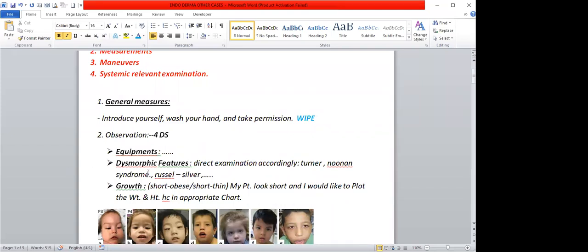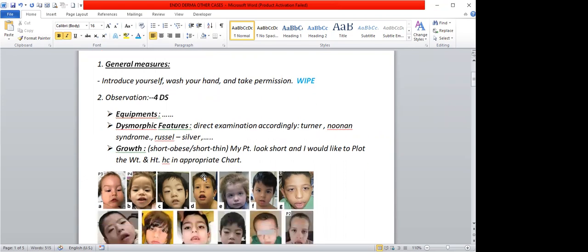We will discuss everything one by one, but before that we need to keep in mind the common scenarios usually given in the exam. Dysmorphic faces according to the syndrome, or maybe without an associated syndrome, but we need to be familiar with the faces and dysmorphism. So maybe Turner, maybe Noonan, maybe Russell-Silver, Down's even, or some other syndrome also.